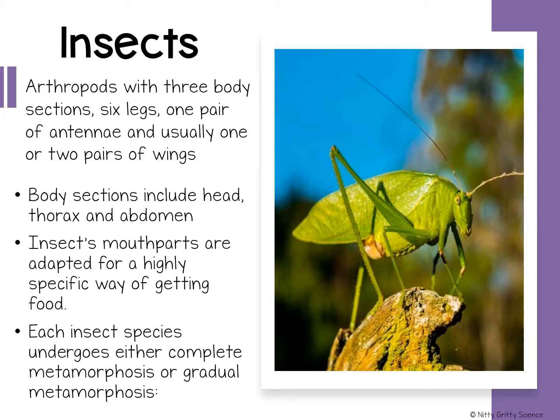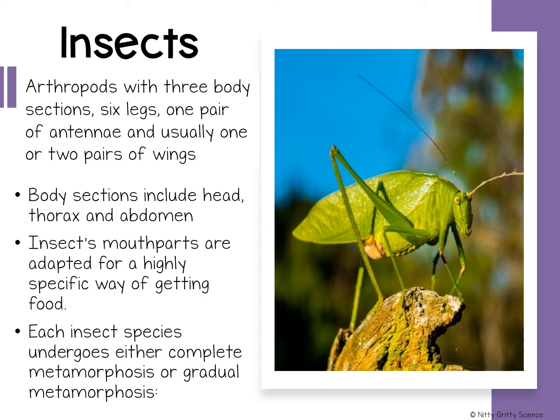Insects obtain food using their mouth parts. An insect's mouth parts are adapted for a highly specific way of getting food. Some insects, including grasshoppers, use mandibles to handle, bite, and chew their food, such as leaves. Other insects have mouth parts that are fused together into a sucking tube, such as the butterfly's proboscis. Some insects, such as flies, lap up their food.